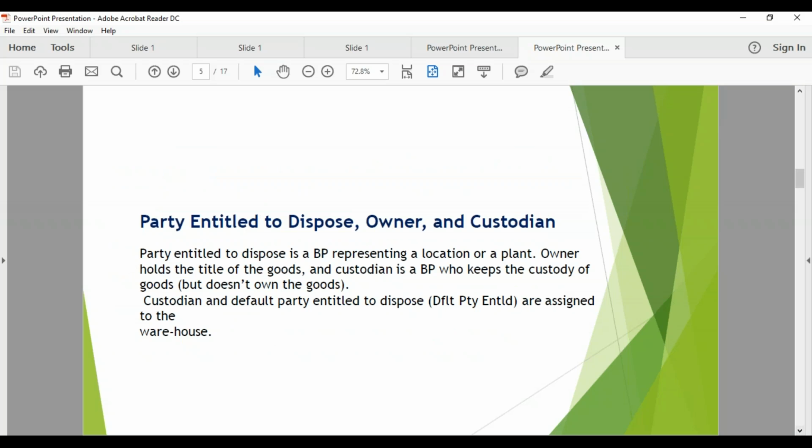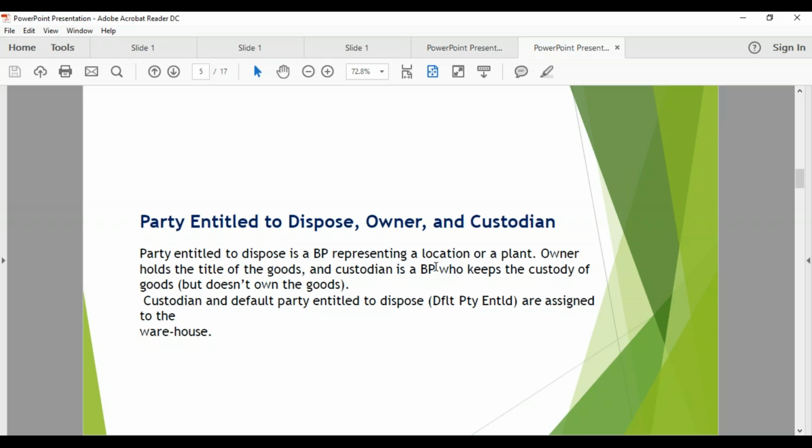Next, party entitled to dispose or a custodian. Party entitled to dispose is a BP representing the location or a plant. Owner, both are the same. Entitled to dispose or owner is the same, and custodian is under whose custody it is. That means they are not the owners. There is a difference between the owner and a custodian.